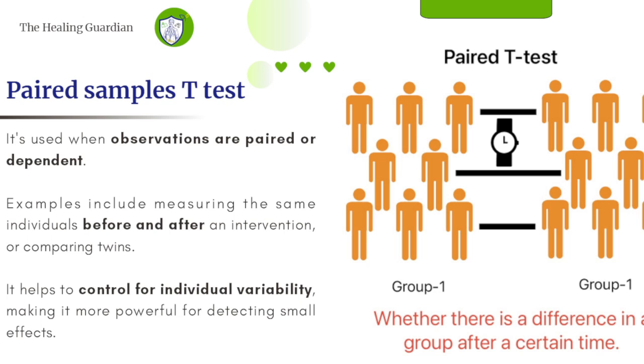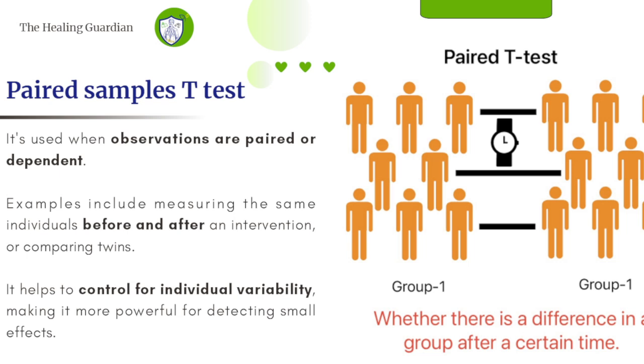And lastly, the paired samples t-test. It is used when observations are paired or dependent. Examples include measuring the same individuals before and after an intervention or comparing twins. This one is usually used in randomized clinical trials. Before you do tests on these people, you first measure their initial values, then you apply the drug or the intervention, then you measure again. So you are using the same group, the variability is the same, then you compare the results before and after.